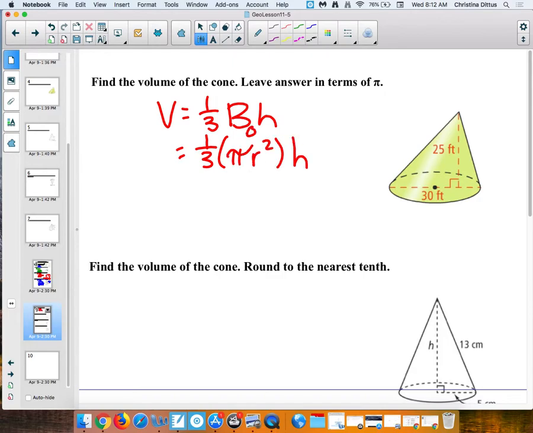So this is my circle. Let's fill in what we know. Do I know my r? 15. How do you get 15? Yeah, I have 30, so 15. Do I know my h? Yes, sir. What is it? 25. It says leave in terms of pi, so multiply everything except your pi.